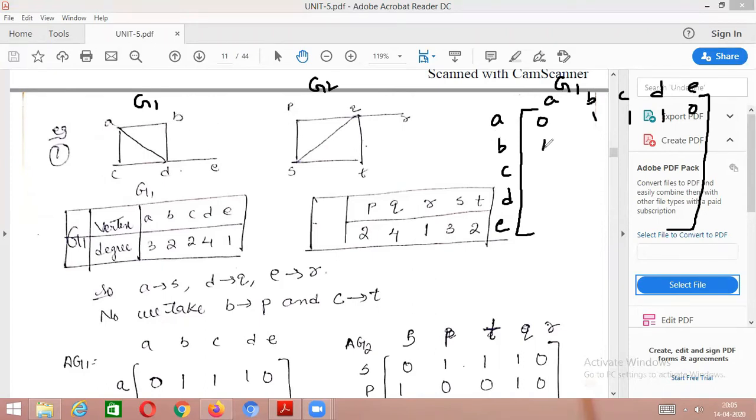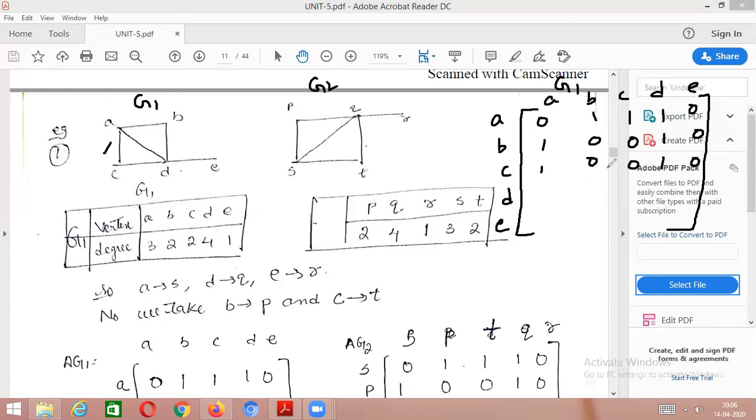Next, B to A, is there an edge? Yes, 1. B to B, no. B to C, is there an edge? No, 0. Next, B to D, is there an edge? Yes, 1. Next, B to E, is there an edge? No, 0. Next, C to A, is there an edge? Yes, 1. Next, C to B, is there an edge? No, 0. Next, C to C, is there an edge? No, 0. C to D, is there an edge? Yes, 1.